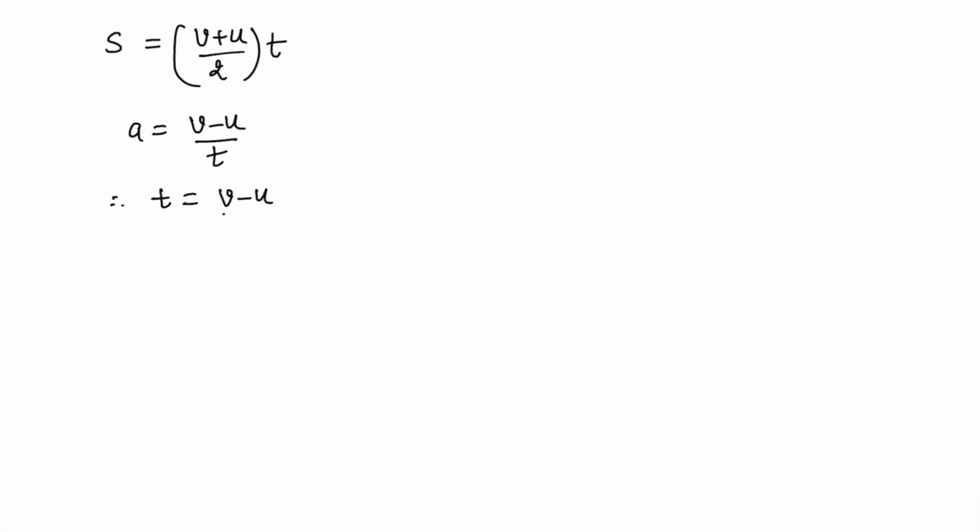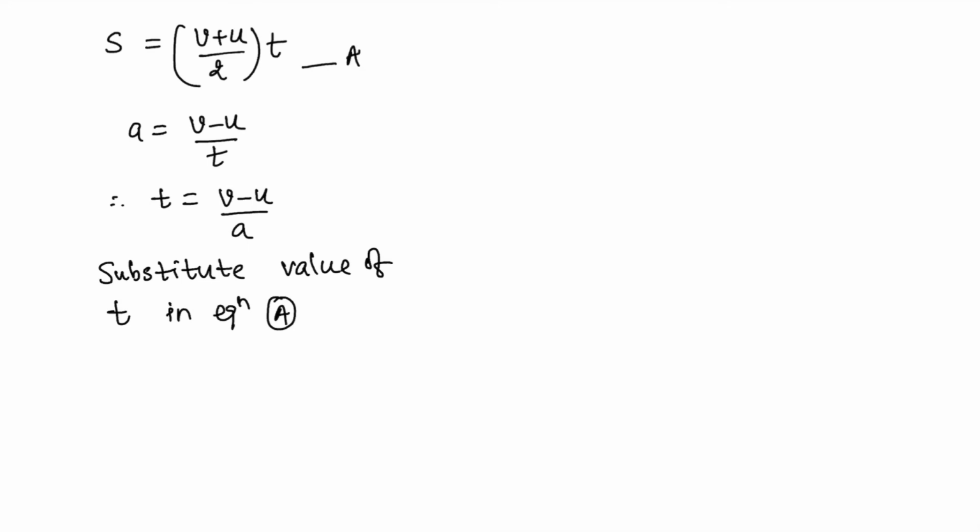Now to derive the third equation, let us use equation A once again, that is s is equal to v plus u by 2 into t. Now here we have to replace t. We know that acceleration is equal to v minus u by t. So from here we get t is equal to v minus u upon a. So we will substitute value of t in equation A. This is our equation A.